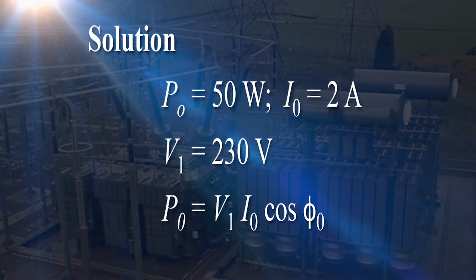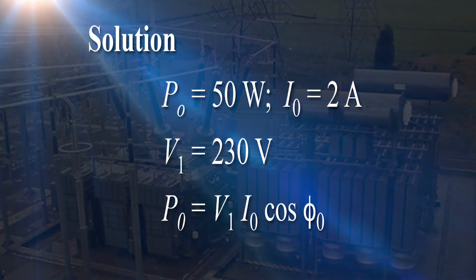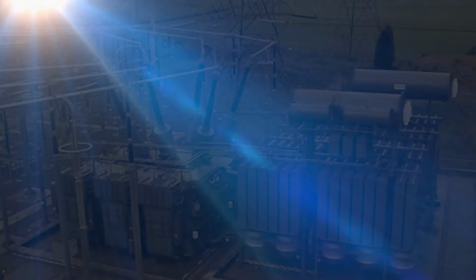As you know the formula, no load loss can be written as V1 I naught cos phi naught, where cos phi naught is the power factor at no load, right? And this V1 is the applied voltage, and I naught is the no load current. So on the basis of this formula, you can calculate the power factor at no load.